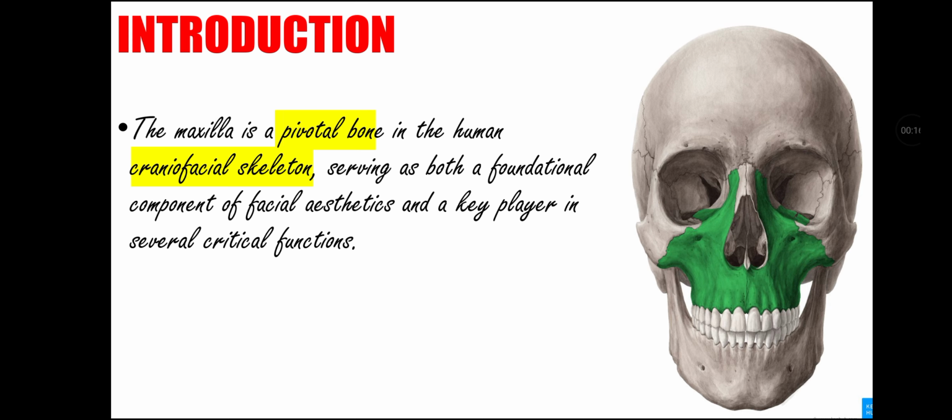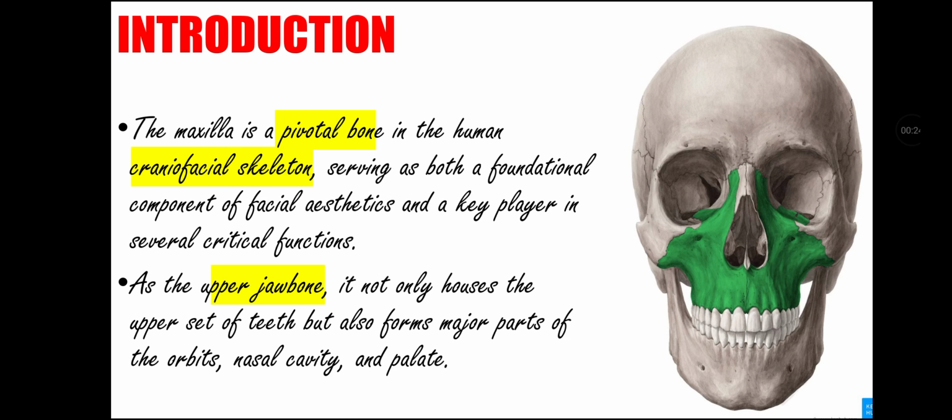The maxilla is a pivotal bone in the human craniofacial skeleton, serving as both a foundational component of facial aesthetics and a key player in several critical functions. As the upper jawbone, it not only houses the upper set of teeth but also forms major parts of the orbit, nasal cavity, and palate.